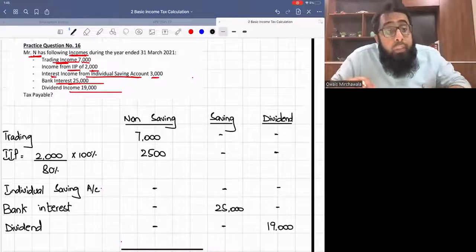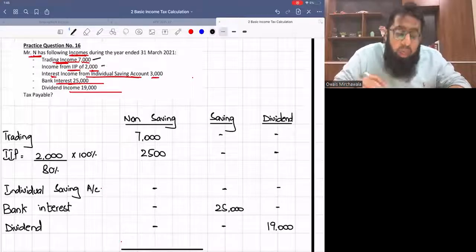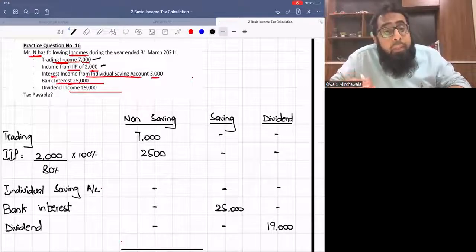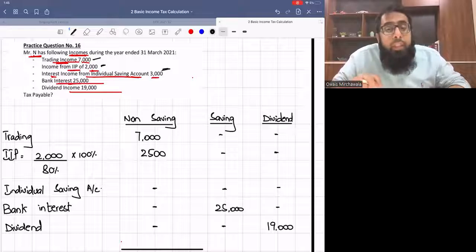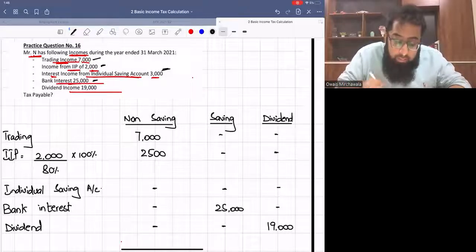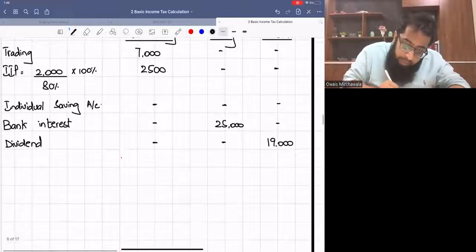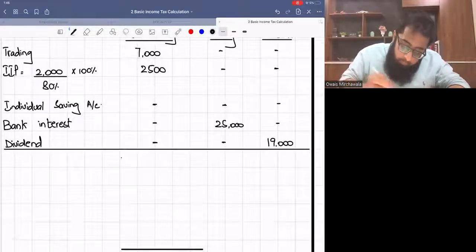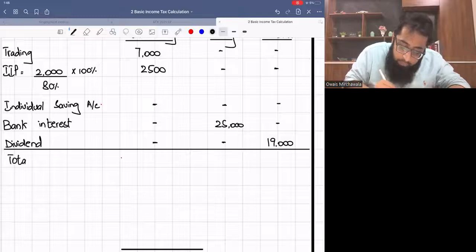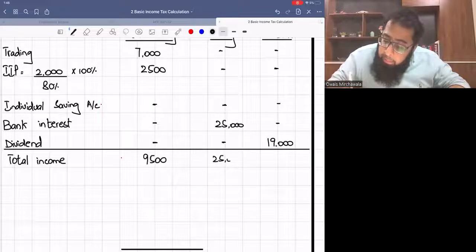I want you all to concentrate on it. Trading income goes in non-saving. IIP goes in non-saving with 20% withholding. Individual saving account is exempt. Bank interest goes in saving. Dividend goes in dividend. Okay. We will add up all of the incomes to arrive at the value of total income. 7,000 plus 2,500 is 9,500. This is 25,000 and this is 19,000.